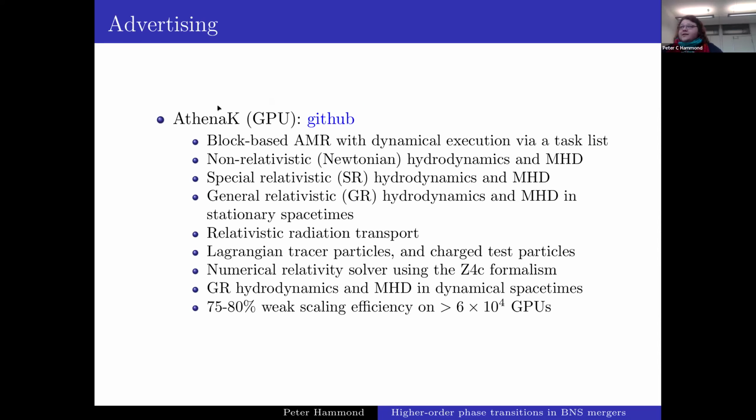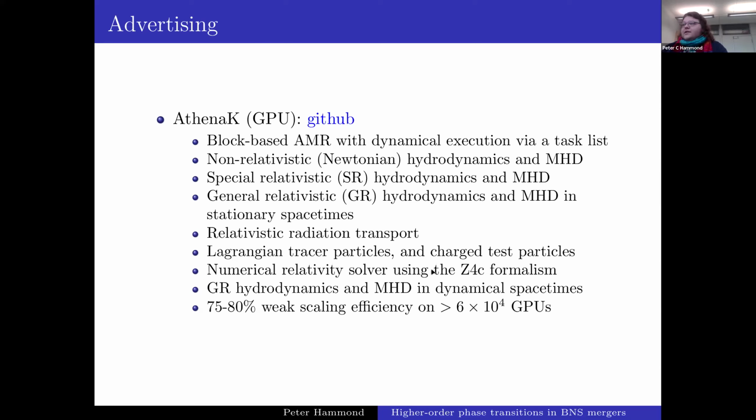And we also have this AthenaK code coming online now. As we've heard a lot the past couple of days, GPUs are basically becoming necessary in order to get computer time for running these big simulations. So AthenaK has, as of now, a slightly reduced feature set compared to Athena++. The radiation transport isn't quite as far along, but is in progress, shall we say, but everything else is pretty much there.